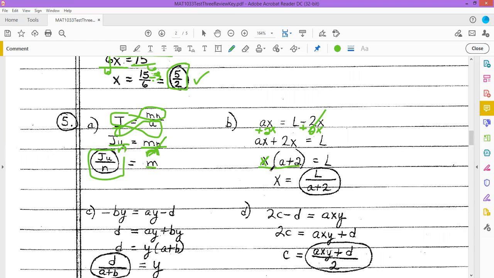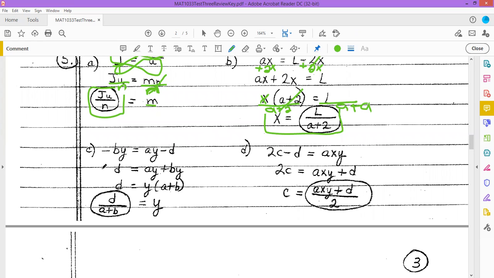Now we'll divide both sides of this equation by that A plus 2 factor. Now, when we do that, we'll get our answer. We'll get X by itself on the left side. The A plus 2's cancel. We have X equals L divided by A plus 2.